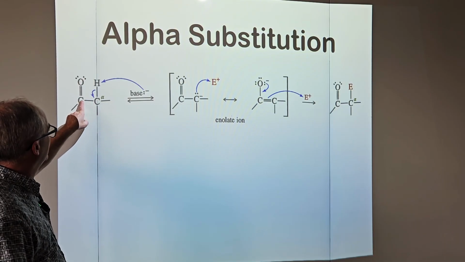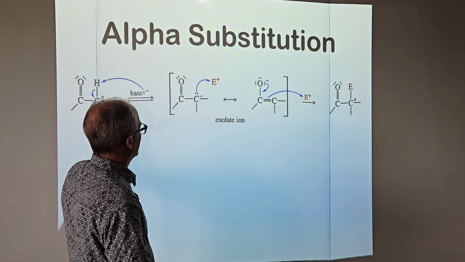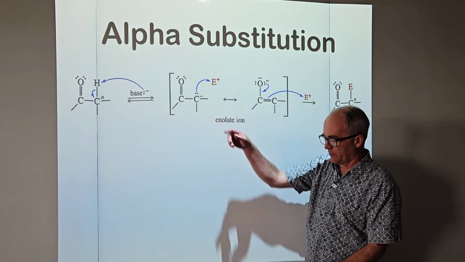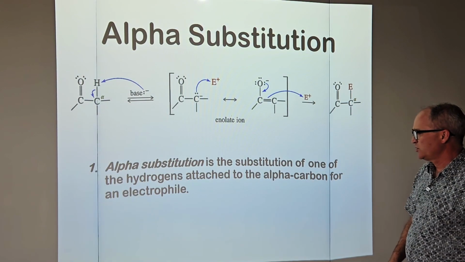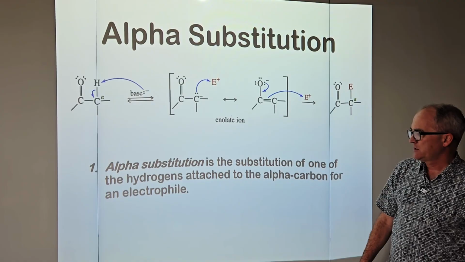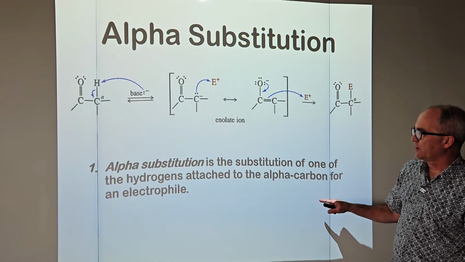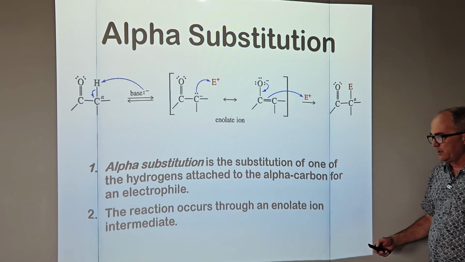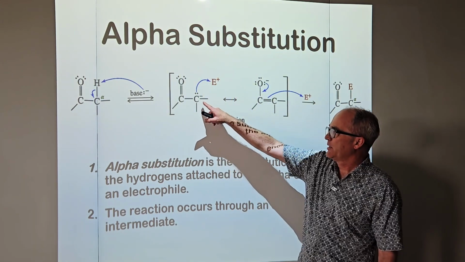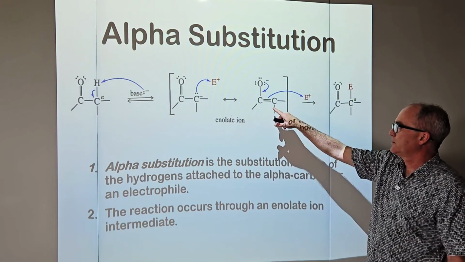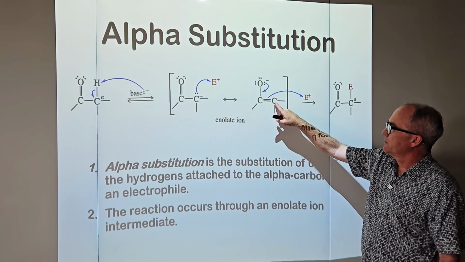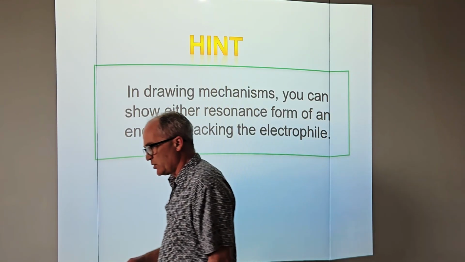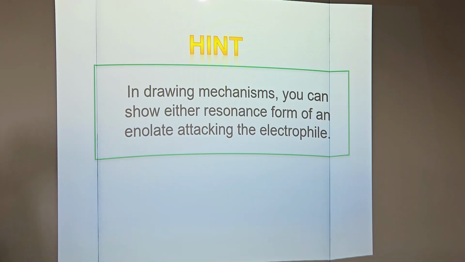So a hydrogen adjacent to a carbonyl carbon, we say, is somewhat acidic. Base can pull that off. Now we have this nucleophile, and it can hit up with an electrophile. Alpha substitution is the substitution of one of the hydrogens attached to the alpha carbon for an electrophile. Alpha is adjacent to the carbonyl carbon, and the reaction occurs through this enolate ion intermediate. And we can either imagine the lone pair of electrons going after the electrophile, or we can just imagine the double bond electrons realizing it's going to add that carbon there. So that's what this hint is. You can show either form going after the electrophile.